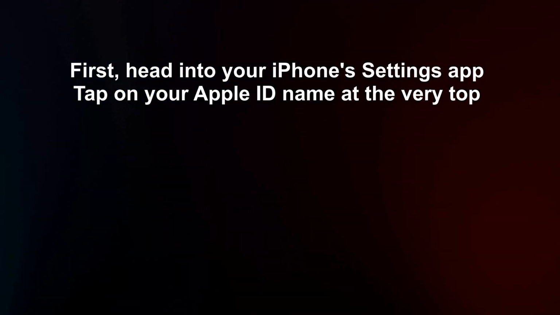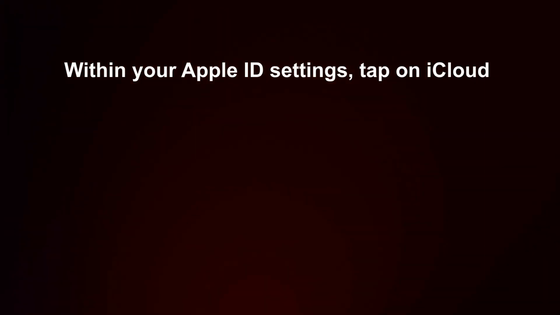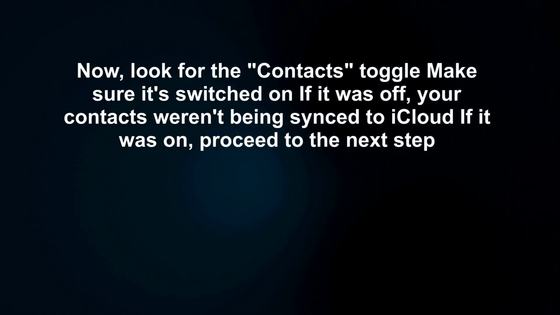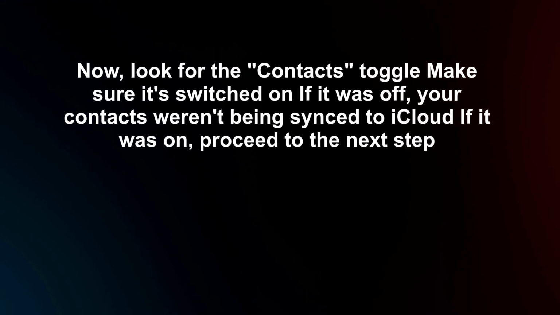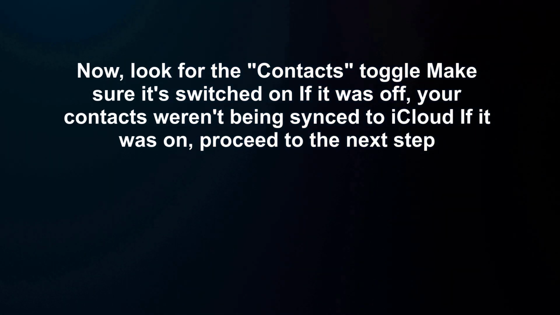First, head into your iPhone settings app, tap on your Apple ID name at the very top. Within your Apple ID settings, tap on iCloud. Now, look for the contacts toggle, make sure it's switched on. If it was off, your contacts weren't being sent to iCloud. If it was on, proceed to the next step.